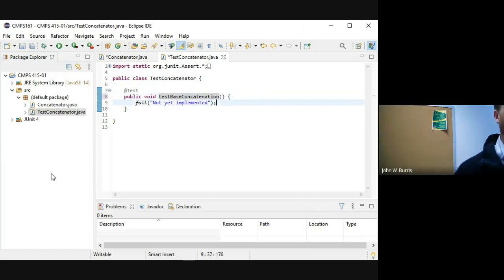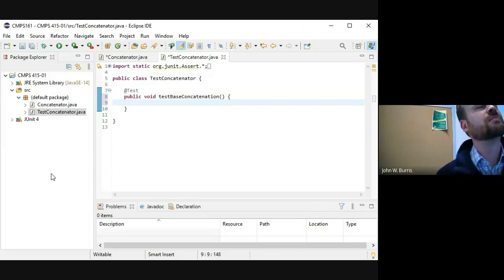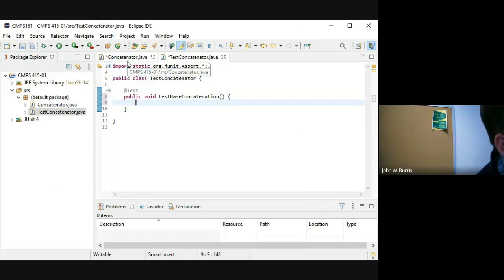Right? And I can do this. I can set up a concatenator. So what I can do is I can do like this. Let me change a couple of things real quick.